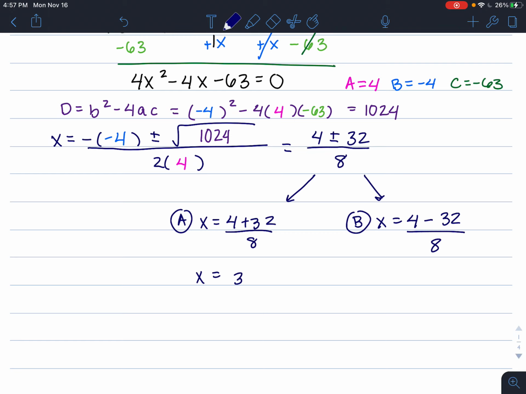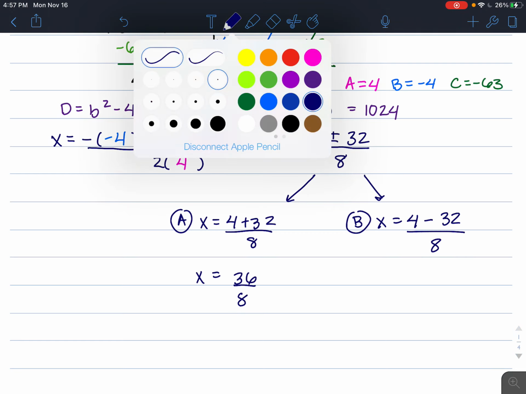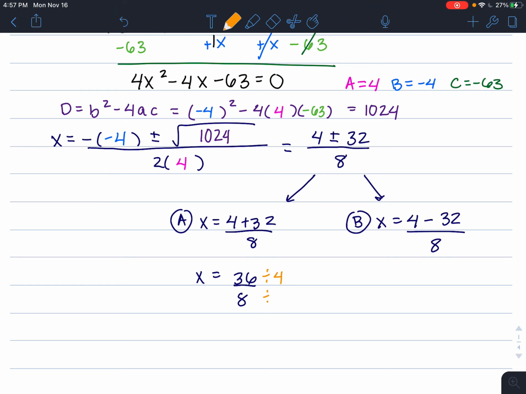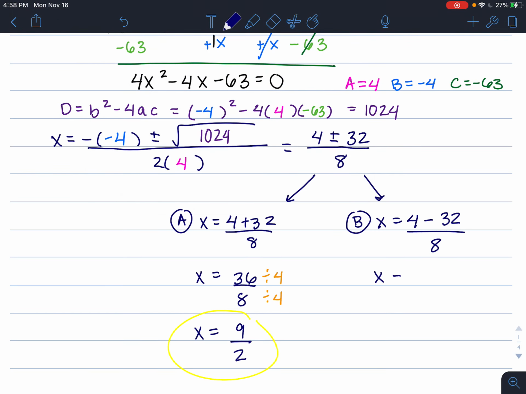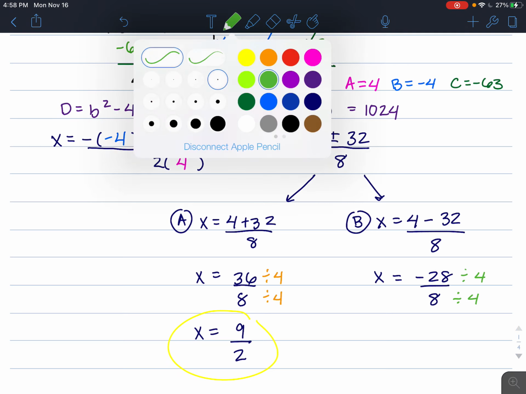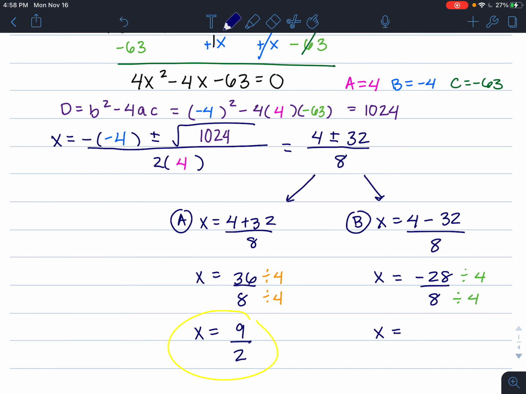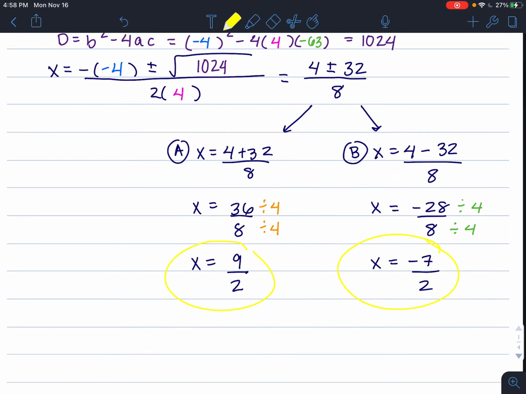So I have x equals 36 over 8, and both of those numbers are reducible by 4. So my final answer over here is that x equals 9 halves. And then over here, I'm going to get that x can equal negative 28 over 8, and again, they're both divisible by 4. So I'm going to get that x is equal to negative 7 over 2. Those are my two answers.